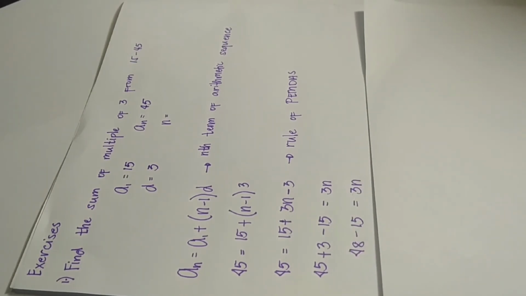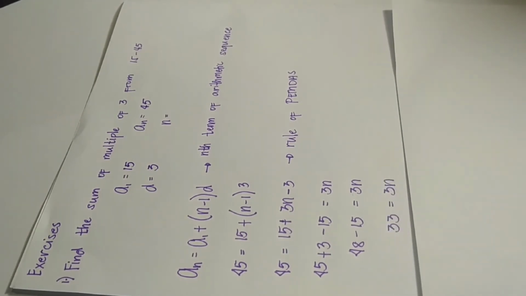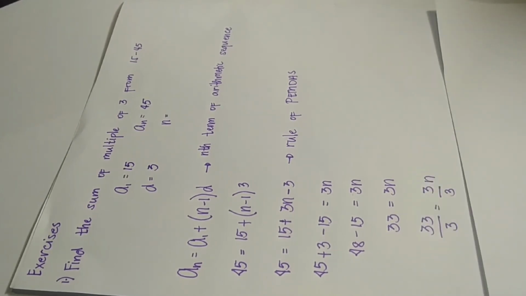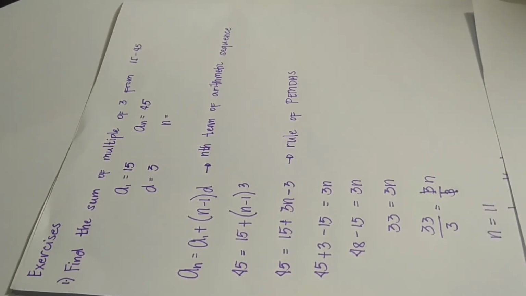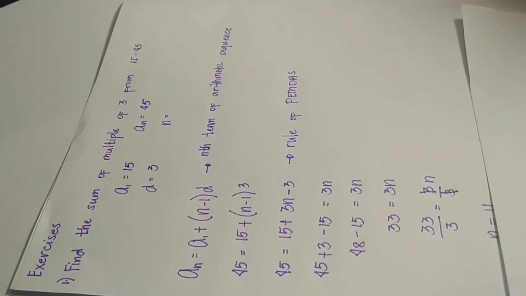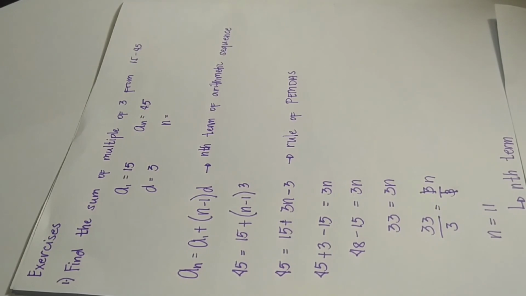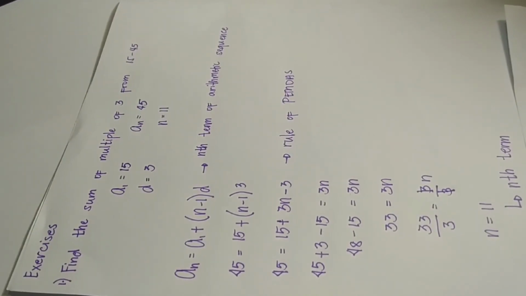Then we will have 48 minus 15 equals 3n. 48 minus 15 is 33. Then 33 is equal to 3n. Divide by 3 on both sides. 33 divided by 3 is equal to 3n divided by 3. Cancel out 3 over 3. Then we will have n is equal to 11 because 33 divided by 3 is 11. Now 11 is the number of terms. Now a1 is equal to 15, an is equal to 45, d is equal to 3, n is equal to 11.